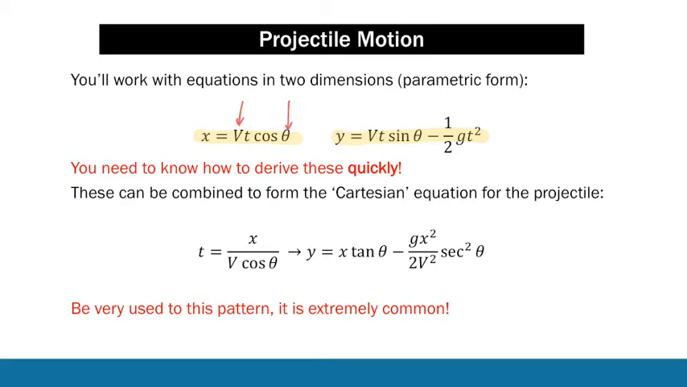So you need to be able to derive these equations fairly quickly, and I'm going to do that on the next slide for you. And you also need to be able to combine them to form the Cartesian equation for a projectile. This is the equation that would appear on, say, a number plane if you plotted it. It links x to y directly rather than linking x and y to time separately. You need to be very used to both of these, being able to derive both very quickly, especially this Cartesian equation at the end. This is a really important result. It comes up in a lot of exam-style questions. So let's look at how to derive these.